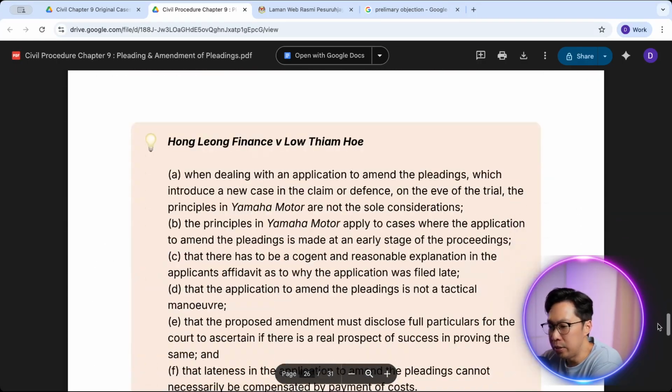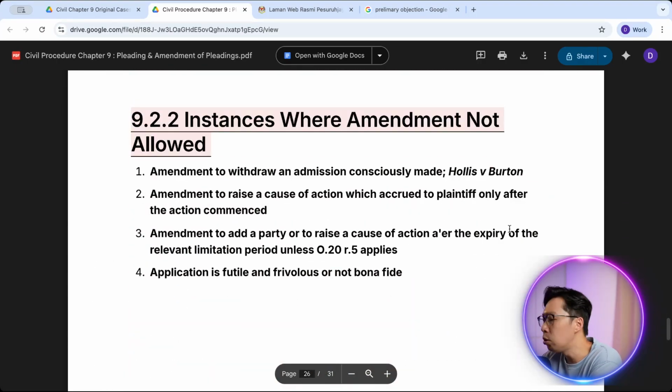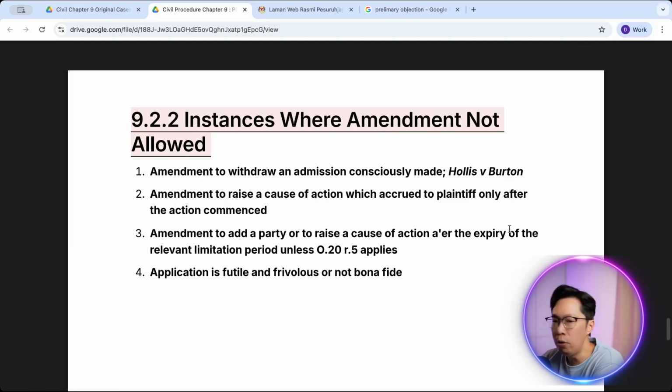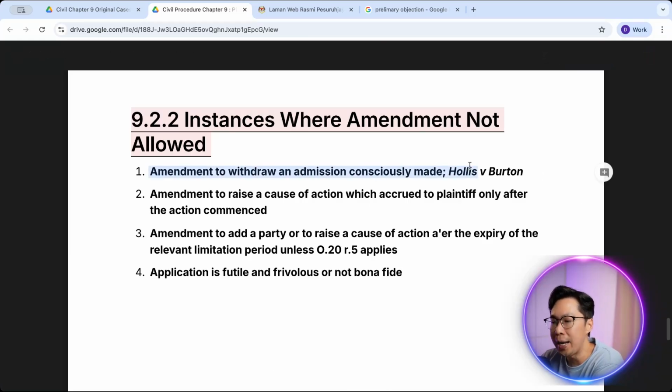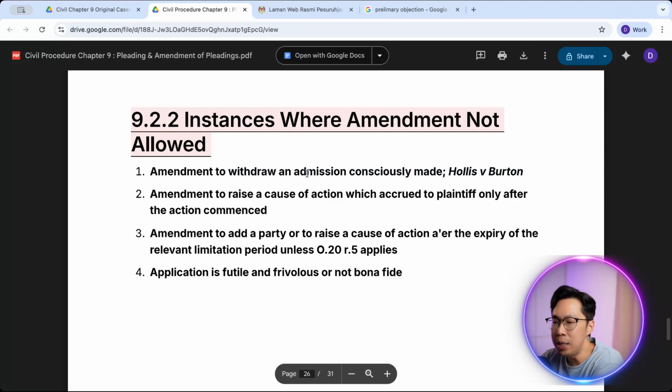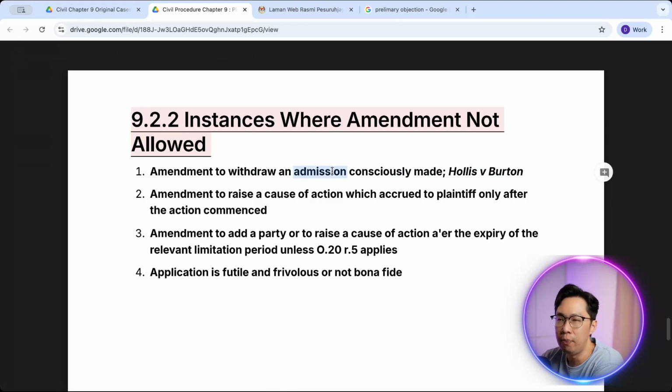There are certain things where amendment is totally not allowed. Leave, no leave, limitation, no limitation, don't care. Not allowed. Number 1, amendment to withdraw an admission consciously made. Admission is under your Order 27. Consciously means you honestly said it, I admit I did this. Later on you find that, hey, why did I admit it? Oh my God, it's against me. Then you want to withdraw it. Cannot.